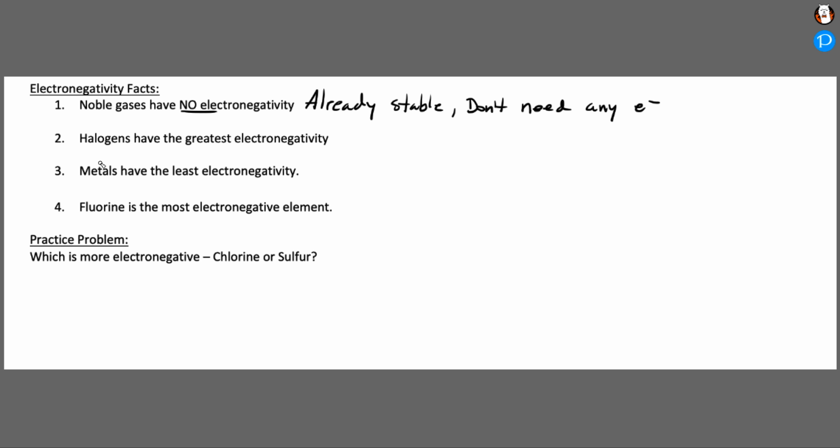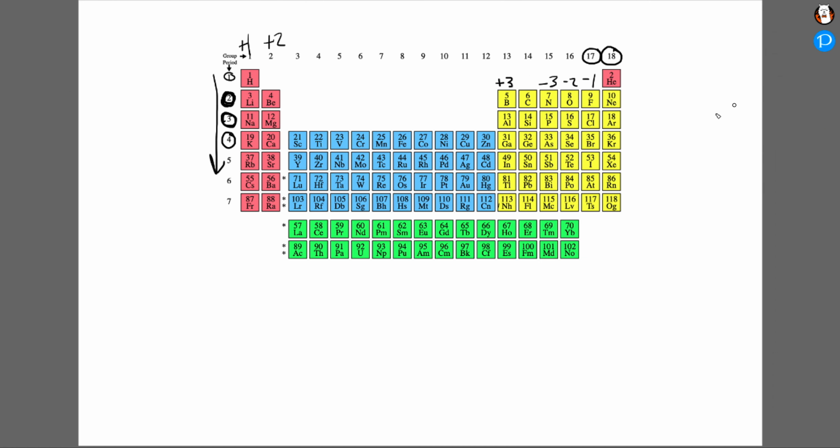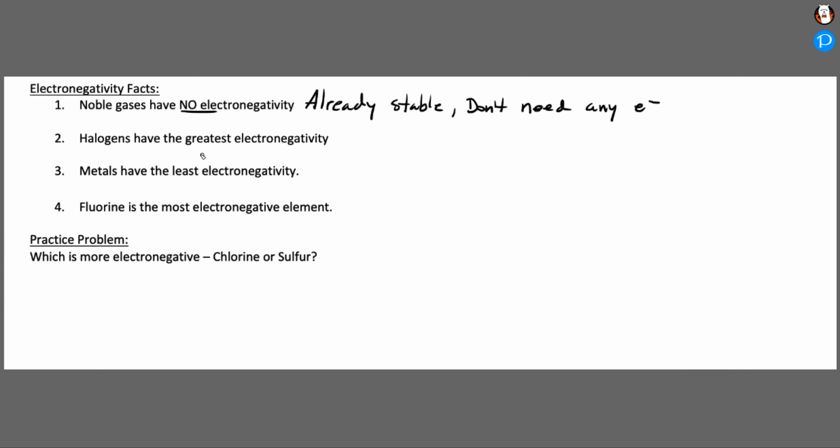Halogens, which would be things like fluorine, chlorine, bromine, iodine, these right here, have the greatest electronegativity because they only need one electron. All they need is just one valence electron to become like the noble gases, and so that's why they're very reactive and have a higher electronegativity.